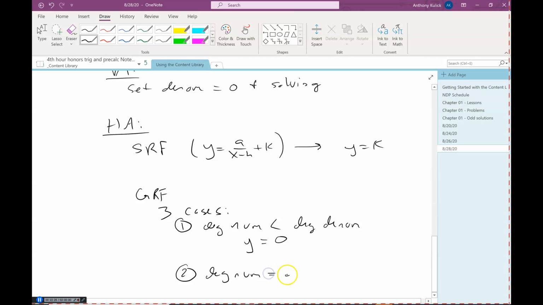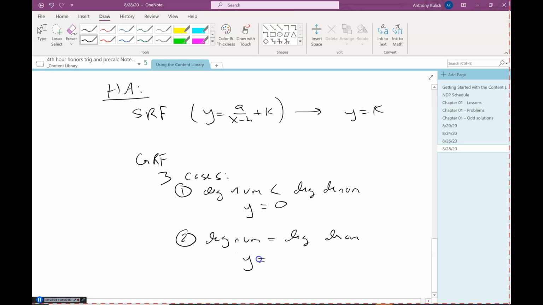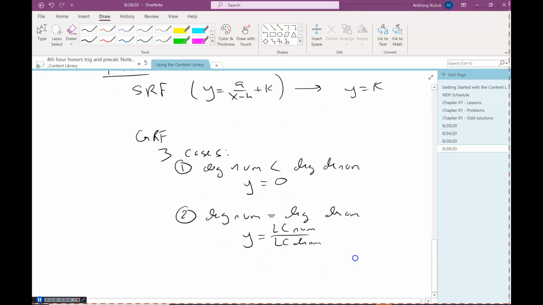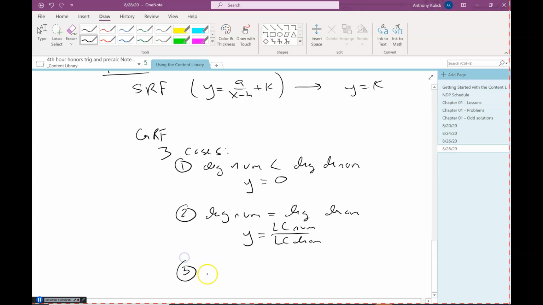If the degrees were equal, the asymptote is at the leading coefficient of the numerator over the leading coefficient of the denominator. And 3, if the degree of the numerator is greater than the degree of the denominator, there's no horizontal asymptote. You have that slant asymptote instead, or oblique asymptote. I don't know what vocabulary you used last year, but you could refer to it either way.